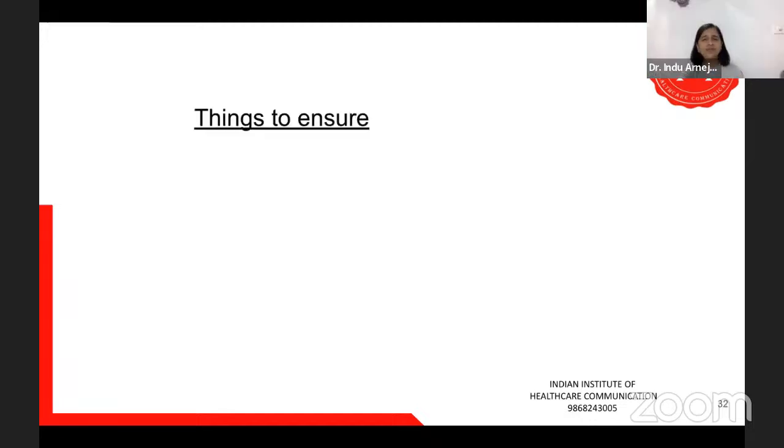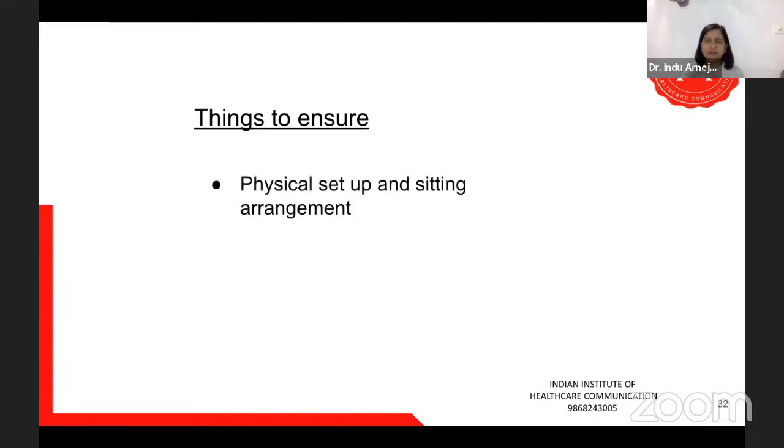So, as I said, some things will really help you in doing your program well. This slide we have seen earlier also. Please make sure before the program that your physical setup and sitting arrangement is proper, because otherwise it will take away a lot of time just to make arrangements. So even on the day prior to the training, if you can have everything in place and start your training on time, I think that will save you a lot of time.